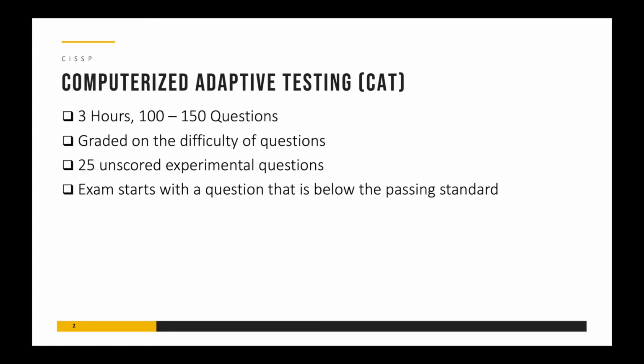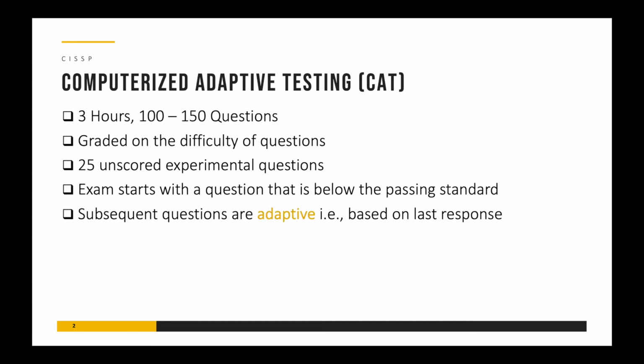Now the exam always starts with a question that is well below the passing standard, and if you answer it correctly, the difficulty level would increase. And the more difficult questions you answer, the more points you will score. So the subsequent questions are adaptive in the CAT exam. This is where the computerized adaptive part comes in. Based on your last response, for example, if it was an easy question and you answered it correctly, the next question would be difficult. But if you incorrectly answered a very difficult question, the next question would be slightly easier, but you'll also be scoring less points.